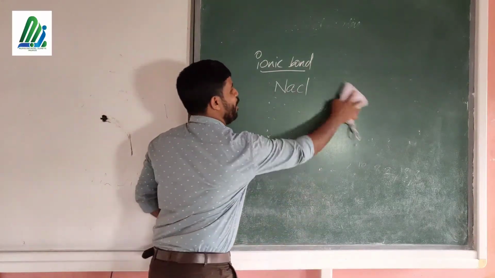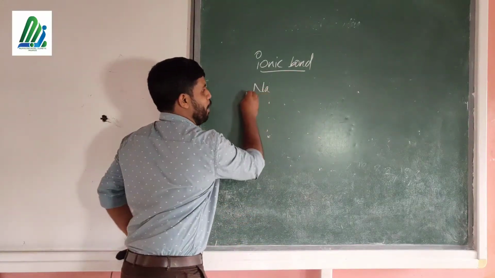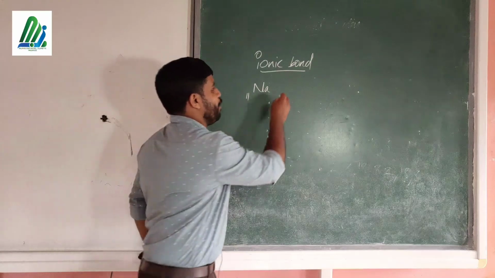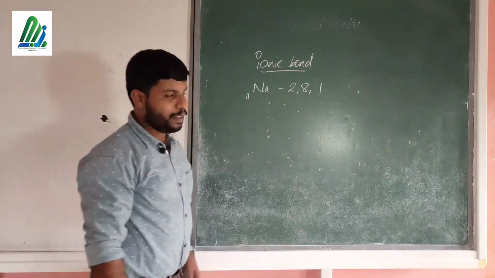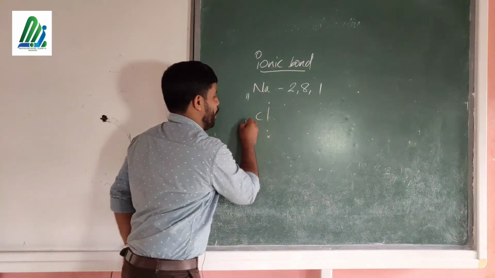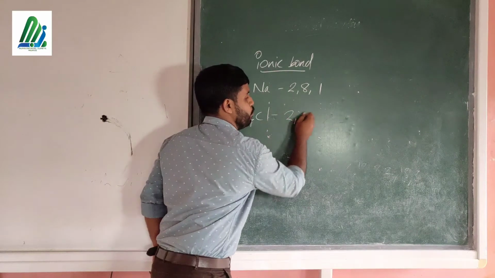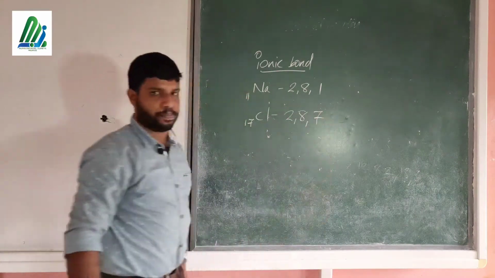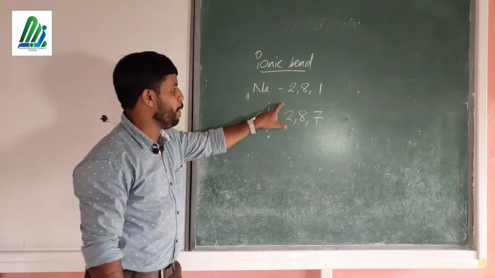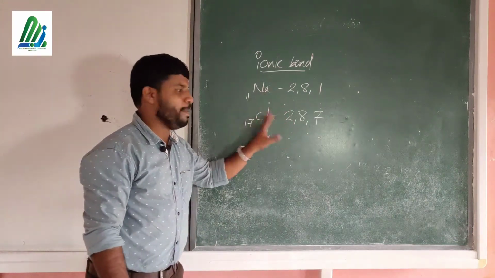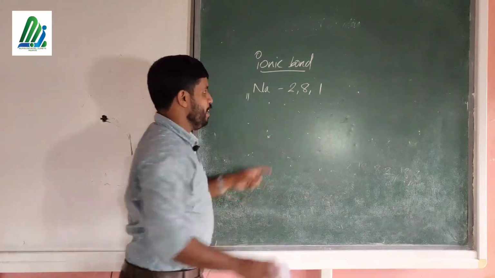Look here: sodium, its atomic number is 11. If you write the electronic configuration, we can write it as 2,8,1. And chlorine, its atomic number is 17. Its electronic configuration is 2,8,7. Now we are going to discuss the formation of the bond by combining these two atoms, sodium and chlorine.